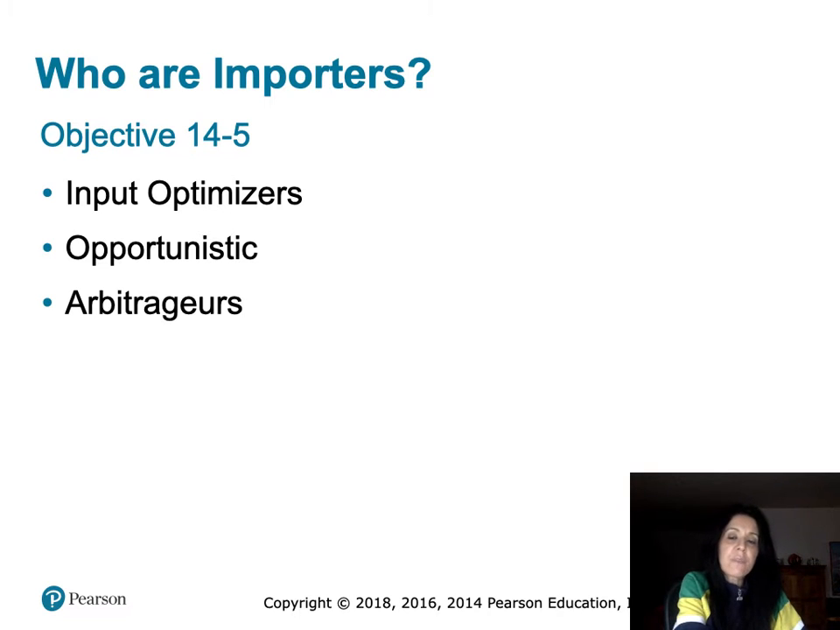In the case of input optimizers, this type of importer uses foreign sourcing to optimize, in terms of price or quality, the inputs fed into the supply chain. Then there are also opportunistic importers, which look for products around the world that they can import and profitably sell to local citizens. And then we have arbitrageurs.